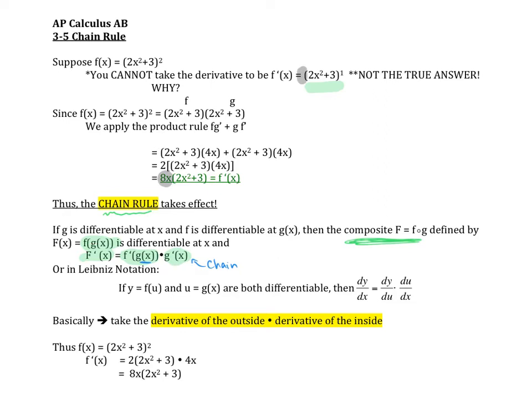So in Leibniz notation, what we're doing is if y equals f of u, and you don't make fun of that, and u equals g of x, and both are differentiable, then dy/dx equals dy/du times du/dx, because what happens is you get that. But that's the situation there. So here's basically, in layman's words, what I'm trying to tell you. You take the derivative of the outside, and then you multiply it by the derivative of the inside.